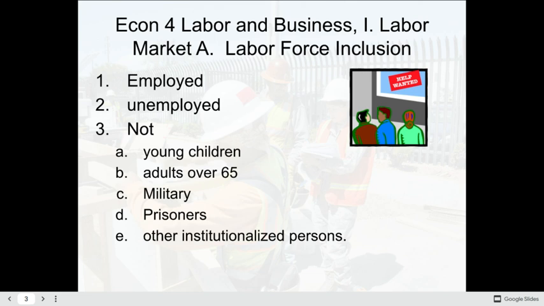looking. It also does not include, obviously, young children, retirees, the military, because that can bias the numbers. North Korea looks like they have a lot of men working, but they really don't. Prisoners, yes, I know they make license plates and other stuff like that, but they're not included in the labor force. And other institutionalized persons. So none of these people are included in the labor force. So really, even though we have over 330 million people in the United States, the labor force is less than 200 million.